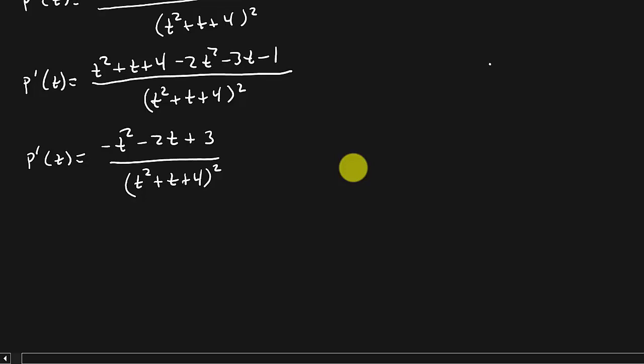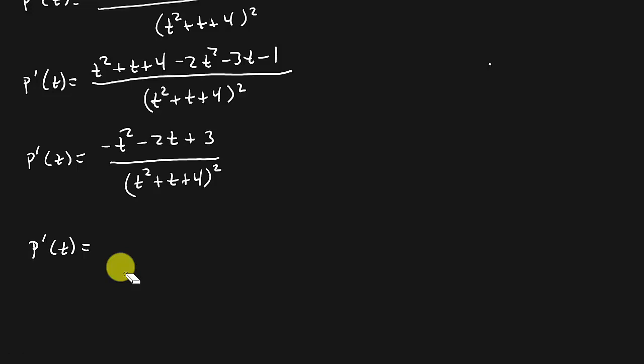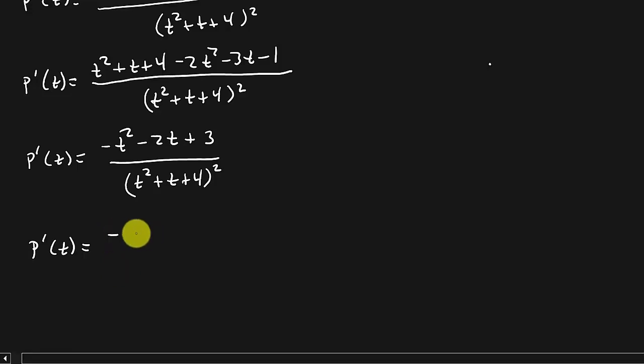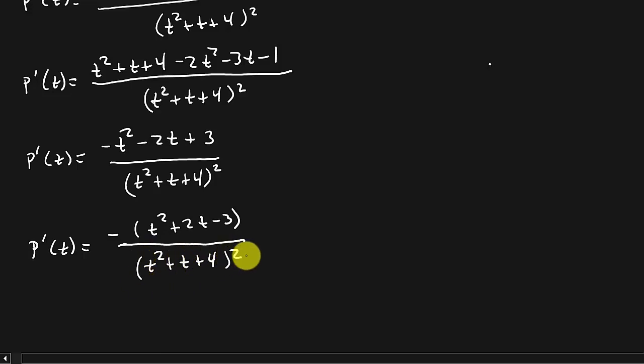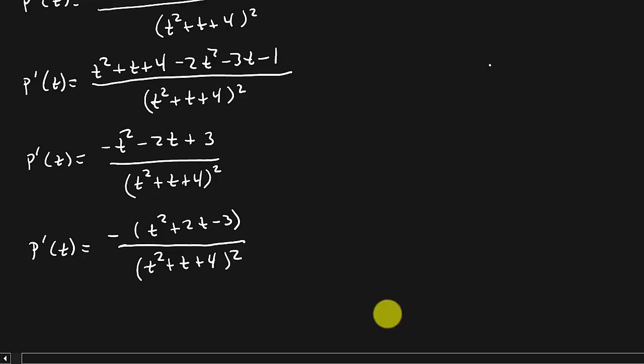And so let's go ahead and write this. P prime of t is equal to negative. Let's go ahead and factor a negative out. Do you need to do that? Well, you can, but you don't have to. But let's just go ahead and do it. So that's negative, and that's going to be t squared plus 2t minus 3 over t squared plus t plus 4 squared.